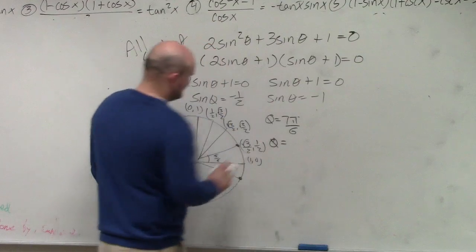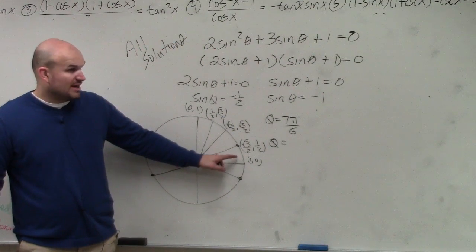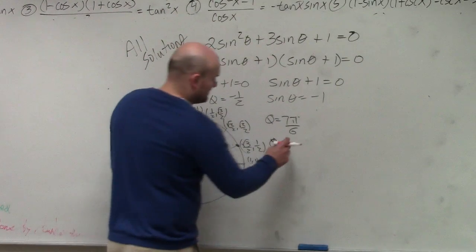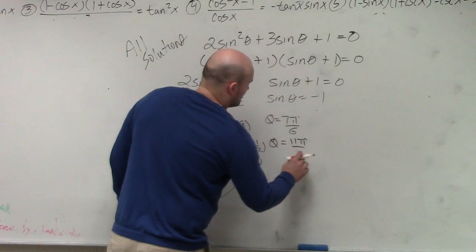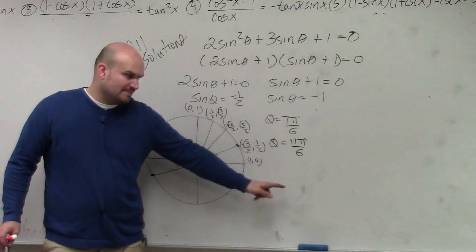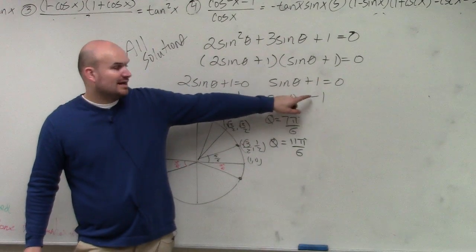Let's do the next answer. If all the way around a circle is 12 pi over 6, but I'm 1 pi over 6 short, then that's going to be 11 pi over 6. Whenever I'm writing down all the solutions, I always write them in this vertical way, because I'll explain that in a second. And then the last one, what about when sine is equal to -1?